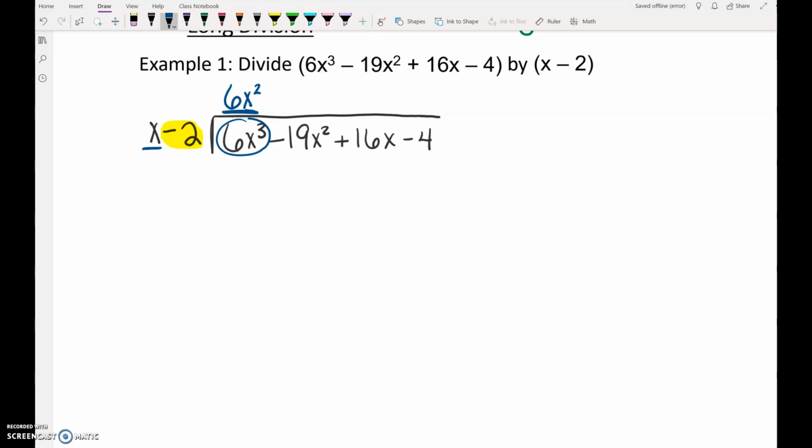Once you figure out what that number is on the top, you're going to multiply that number to both of the things on the left and write the results underneath, just like we did with long division of numbers. So 6x squared times x is 6x to the third. You want these to match. That's kind of your goal. 6x squared times negative 2 is negative 12x squared.